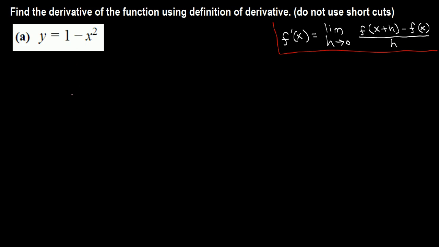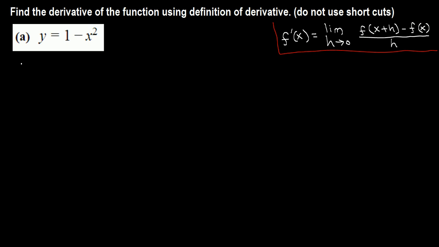We want to find the derivative of this function. The function is 1 minus x squared, using the definition of derivative. The definition of derivative is given by this limit, provided it exists: the limit of f(x plus h) minus f(x) over h, when h goes to 0. Okay, so let's write that formula.